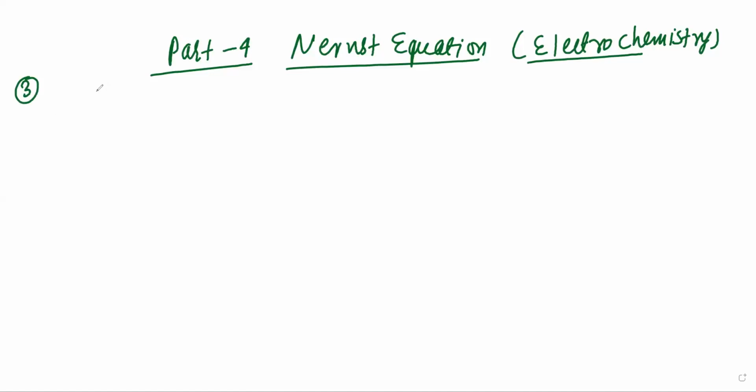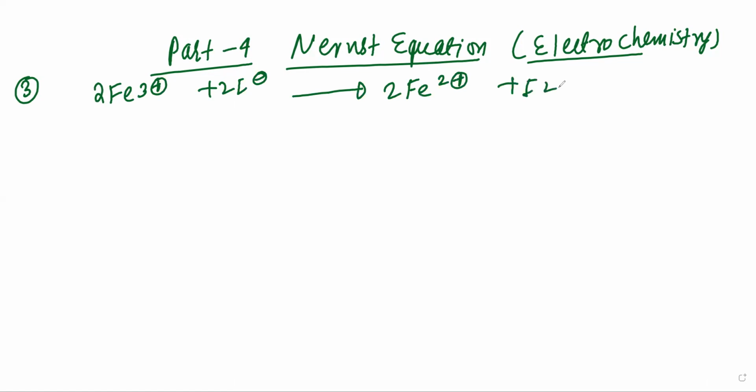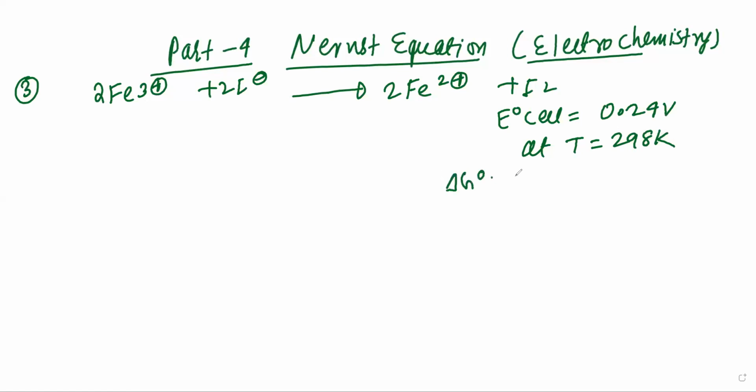For the cell reaction, 2Fe 3 plus 2I minus producing 2Fe 2 plus I2. This is the reaction. Cell reaction is given. E naught of cell is given, that is 0.24 volt. ठीक है? At temperature 298 Kelvin. A standard Gibbs free energy of the cell you have to find. Standard Gibbs free energy of the cell.